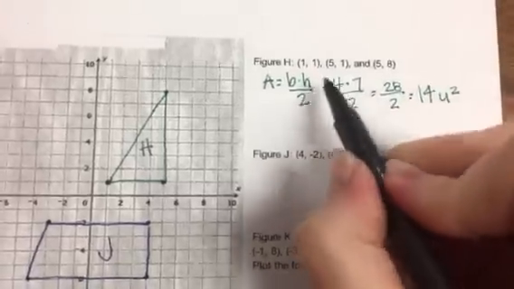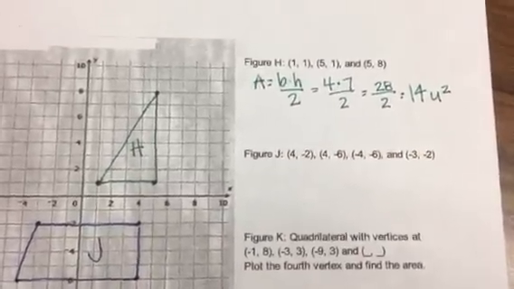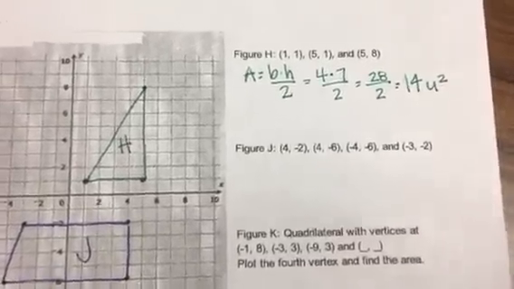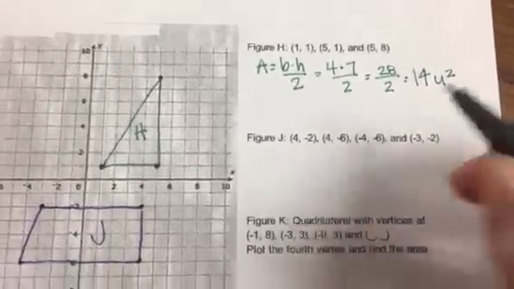Some of you may remember the shortcut that we used when we did absolute value to figure out the distance between 2 points, and if you do that, it can really save you a lot of time on these types of questions. Let's do figure J.